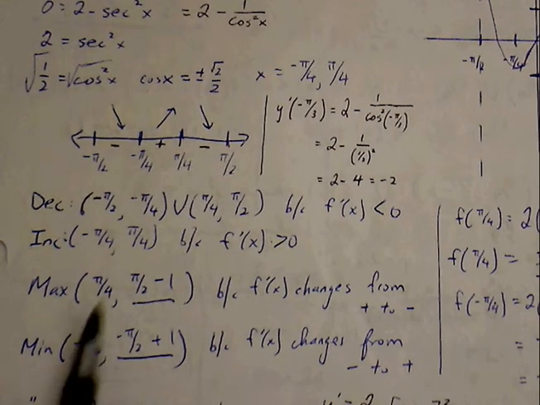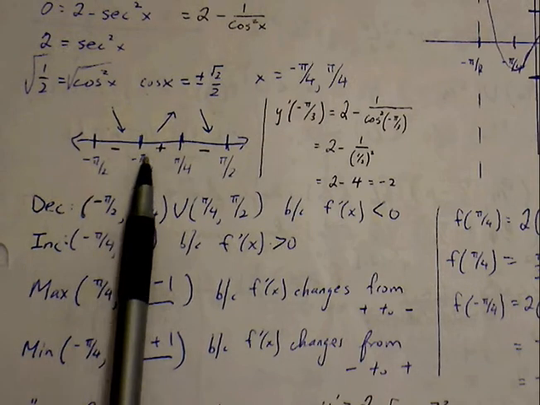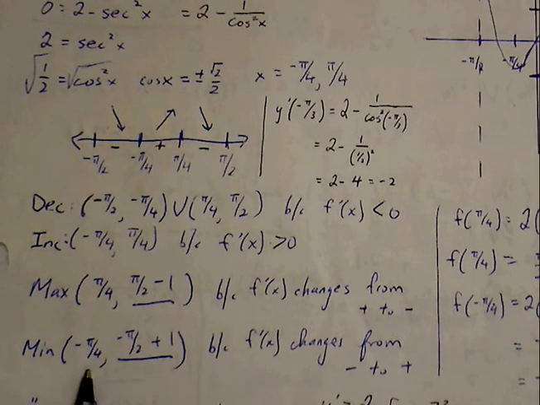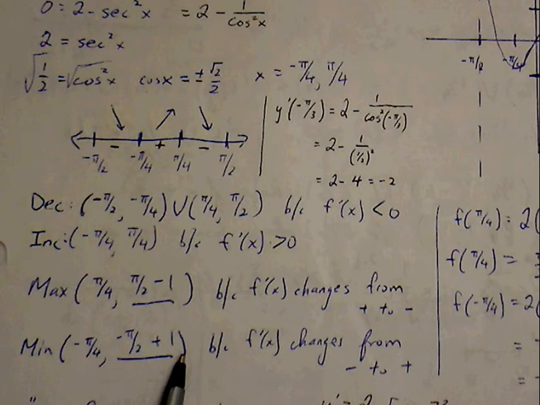Relative min, by looking at the arrows, we can tell relative min is going to occur at negative π/4. Plug negative π/4 into your original equation again. In this case, you'll get negative π/2 plus 1.